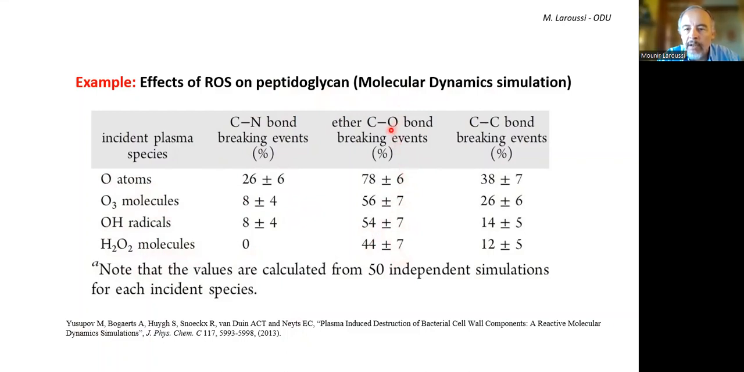there's a high occurrence of CO bond breakage and CC breakage. In this case, not so high, but a lot higher here. This indicates that hydrogen peroxide is affecting the sugar, the saccharide component of the peptidoglycan. So that way we can study on the molecular level what's happening when this ROS and RNS actually interact with the biological or the cellular component of biological cells.